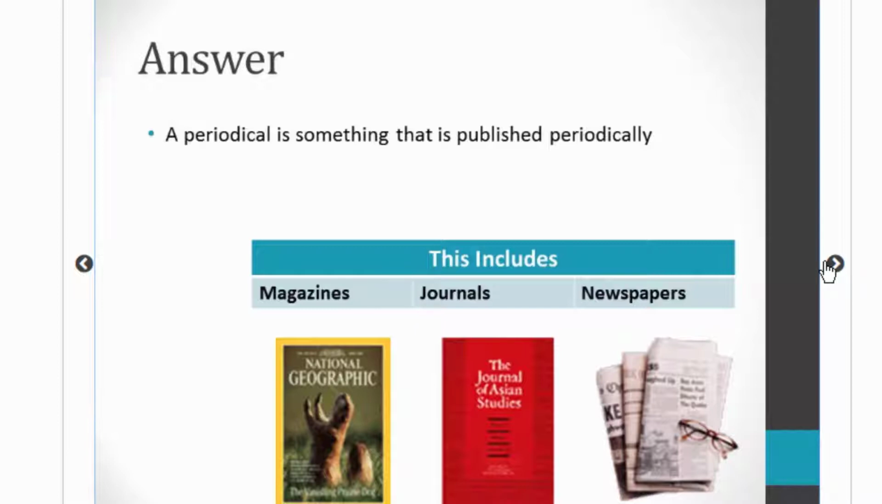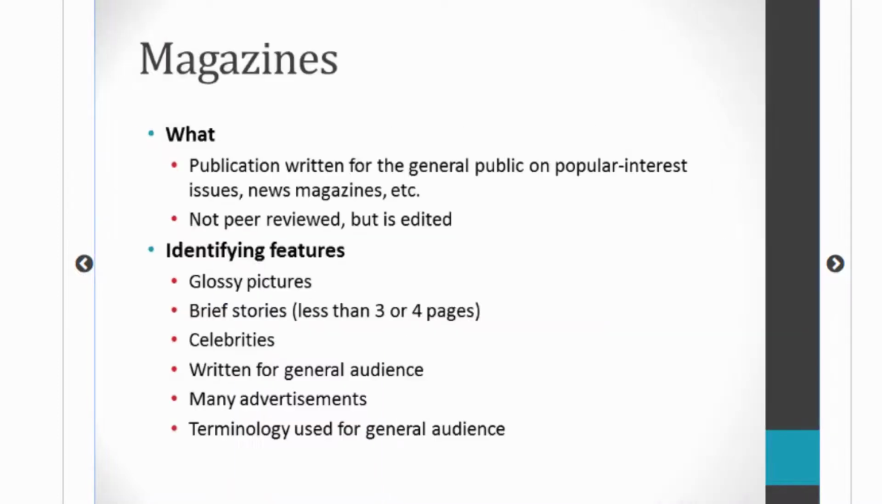And again, there's 3 kinds. And the kind that we're going to look at mostly is the journals. So we're going to continue on here. So this page talks about what a magazine is. A magazine is something that is written for the general public. It has lots of pictures usually. Stories are short. It could be written for a general audience. Lots of advertisement in a magazine. And the terminology that's used is terminology that most people can understand.